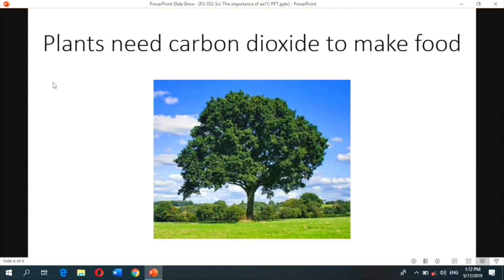And other living things need air also. Plants need carbon dioxide to make food. Remember before I said we breathe in oxygen, we breathe out carbon dioxide. Plants breathe in carbon dioxide and they breathe out oxygen. Remember the long word from a few lessons ago? Photosynthesis. That's the process by which plants make food.